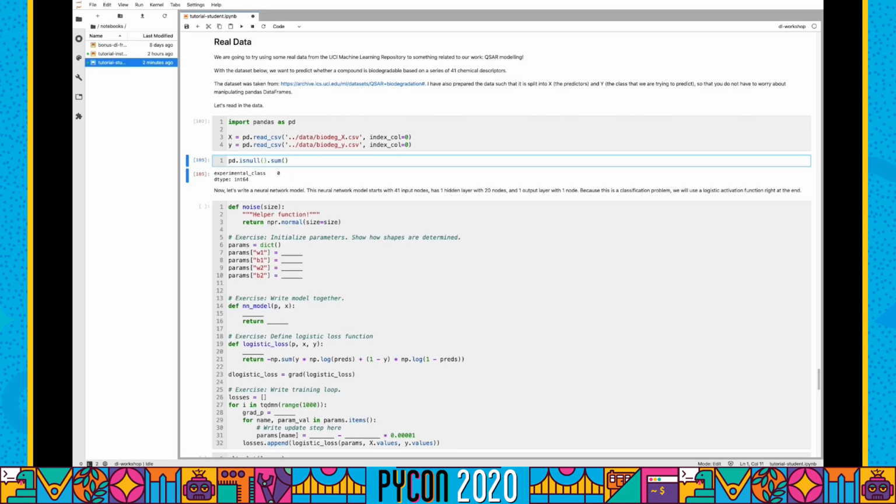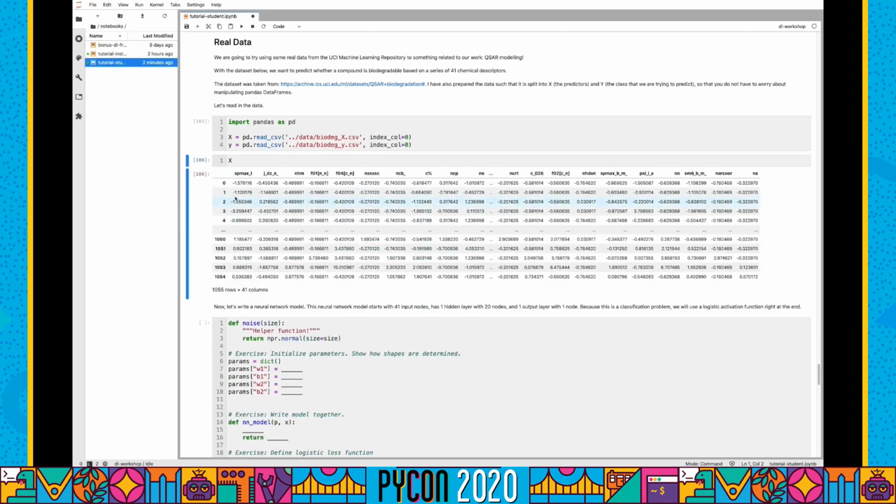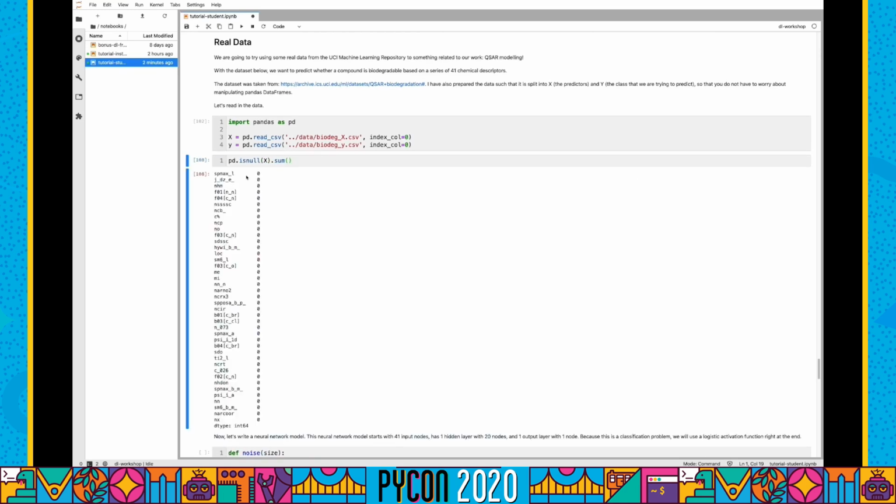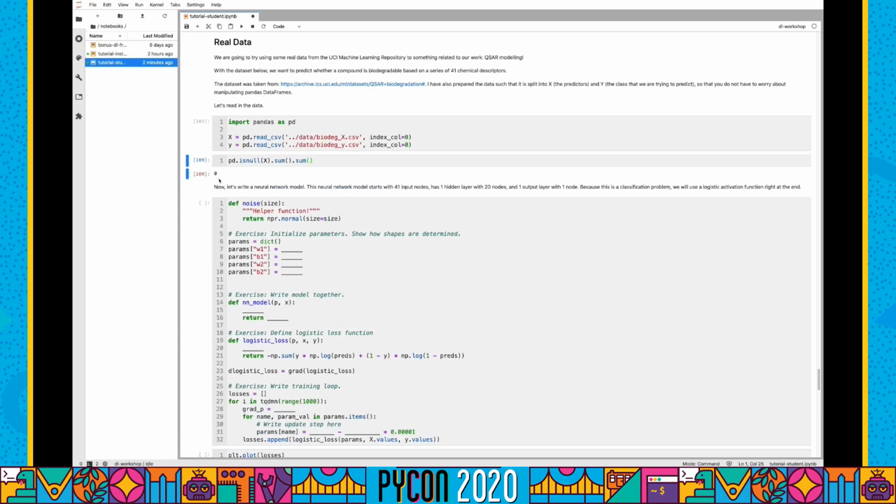Do the same for x. X looks something like this. We'll do a pd.isnull on that, and let's do a sum. We see that none of the columns have any null values. And if we just do a quick sum, to be absolutely sure, yes, none of them have anything null. So that's good.